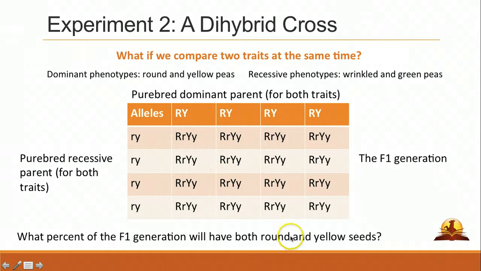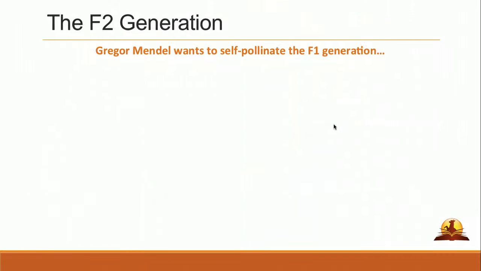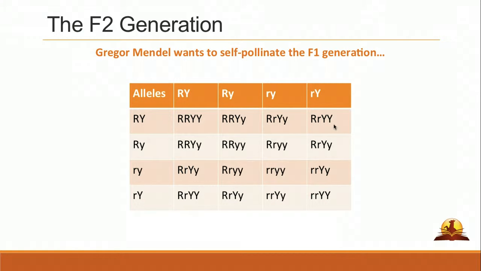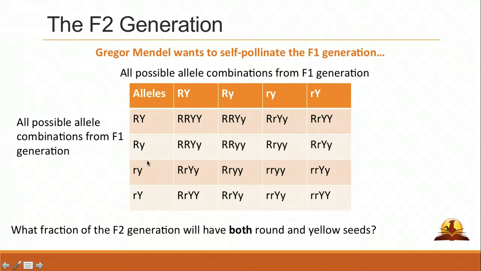What percentage would have both round and yellow seeds? You know, capital R and capital Y. They all do. So 100% of the F1 generation will have round and yellow seeds. Just as you noticed before, what if he cross-pollinates the F1 generation? So same Punnett square, but I have different genotypes. And when he crosses them, he says how many will have both round and yellow seeds?